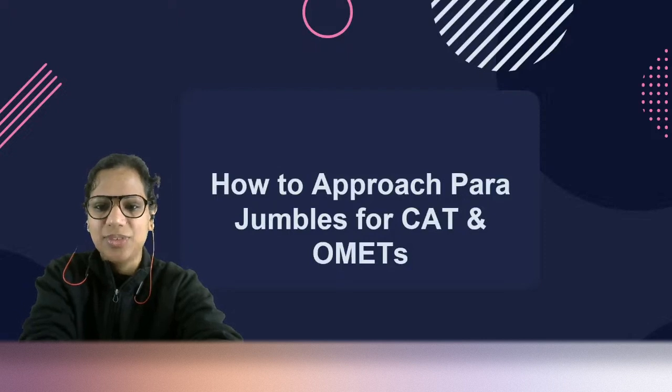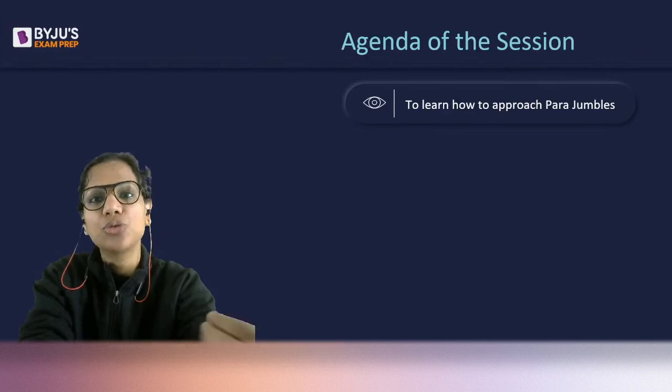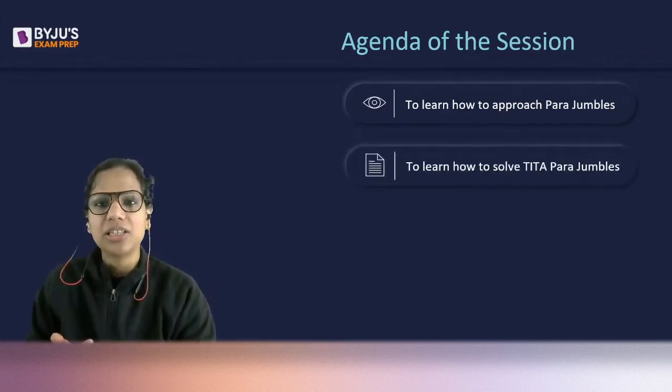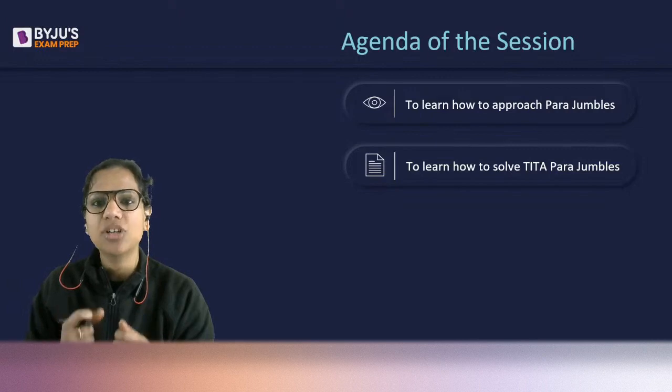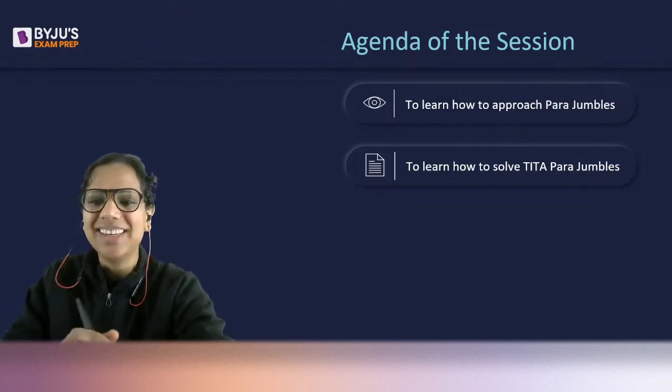Perfect. So, as I told you, the agenda would, of course, be that we learn the varied question types, and we learn the approach to these question types. Particular focus will be on type in the answer para jumbles because in CAT you are not given options and that makes things a little trickier. So we'll focus a lot on type in the answer para jumbles today so that they're easier for you in the exam.